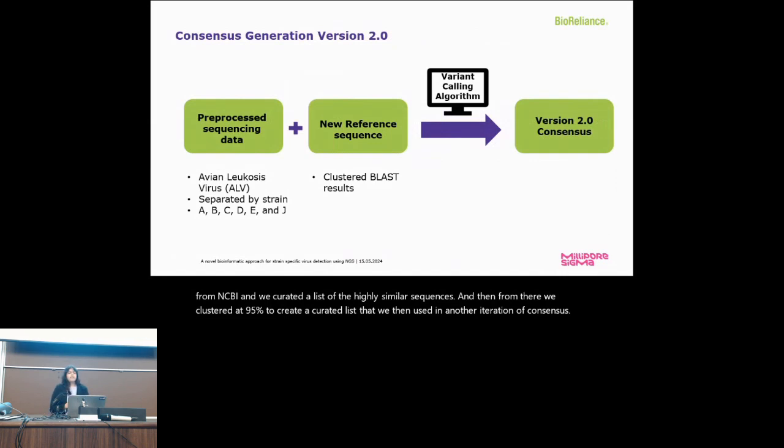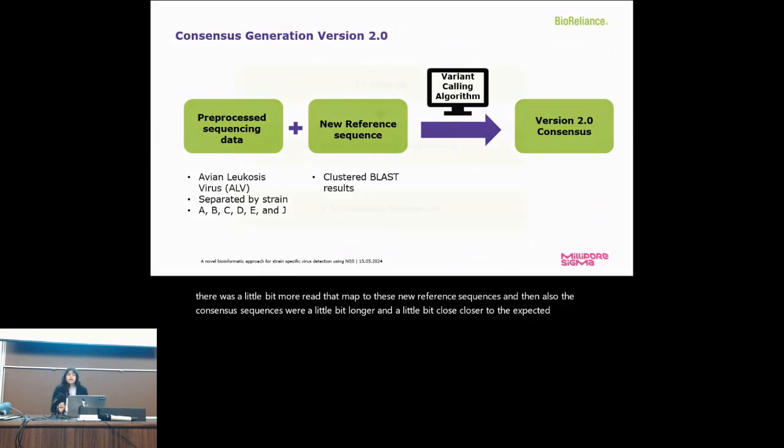Basically, we employed the same method that we did for the first version of consensus generation. However, this time we used the new reference sequences created from the blasting. From there, our results seemed a little bit more in line with what we wanted. A little bit more reads mapped to these new reference sequences, and the consensus sequences were a little bit longer and a little bit closer to the expected length.